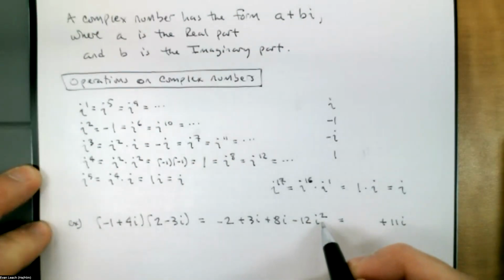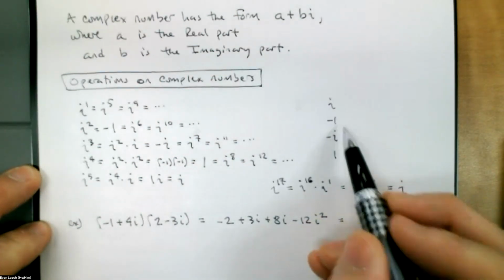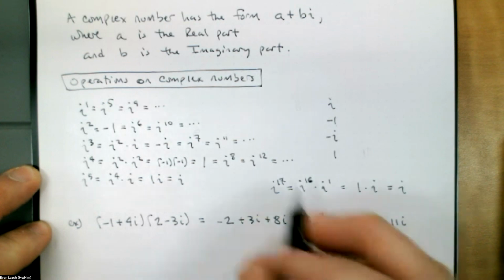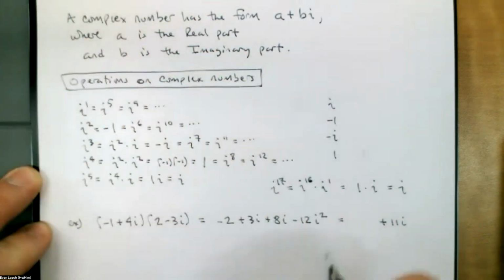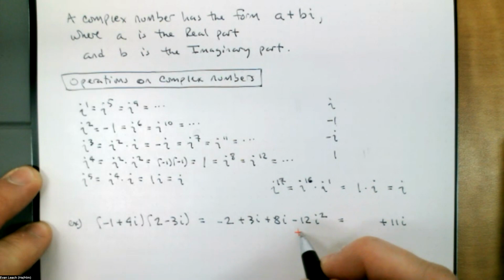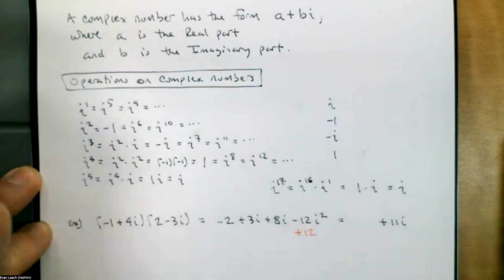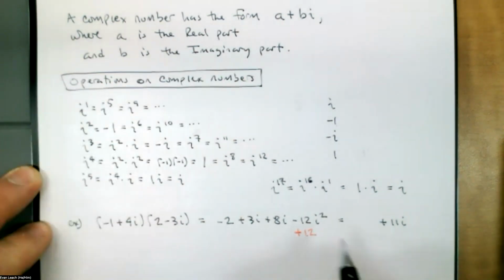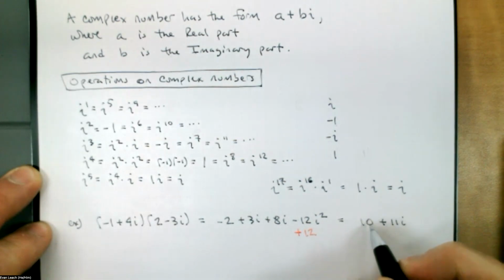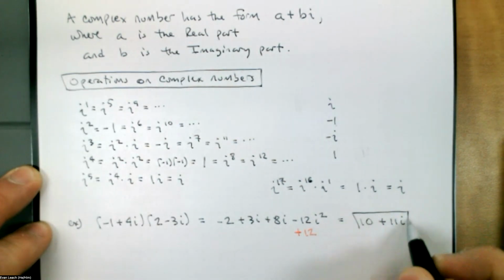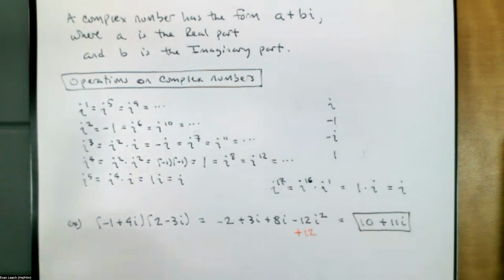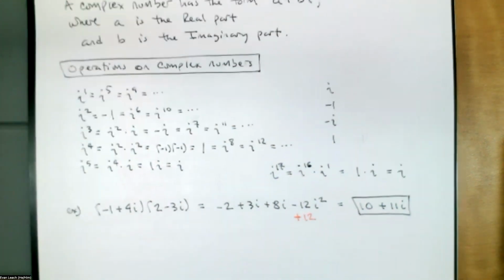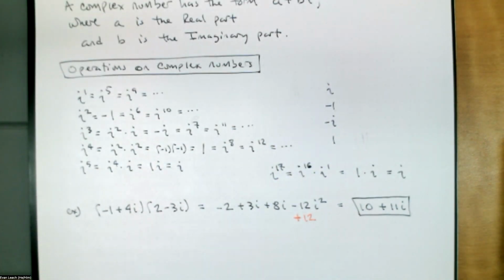But -12i squared, since i squared is -1, is actually +12. So -2 plus 12 is going to be 10. So when I multiply these two complex numbers, I get that complex number, 10 plus 11i.